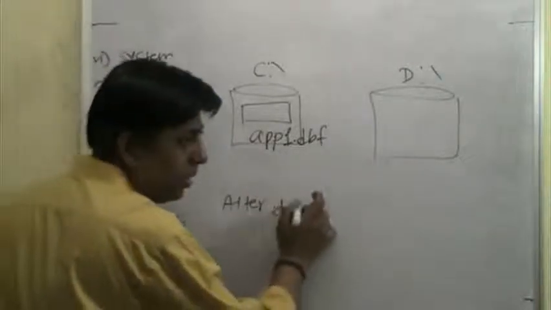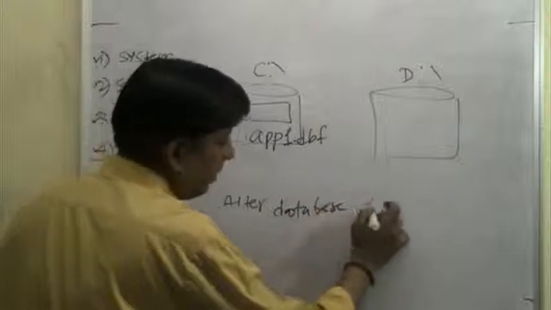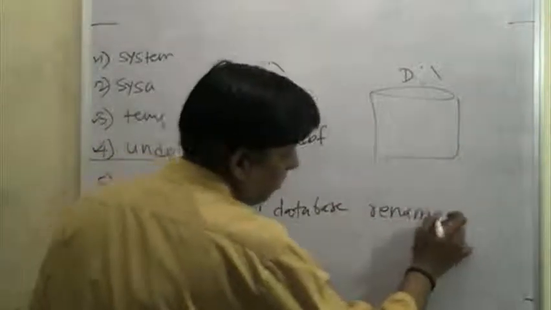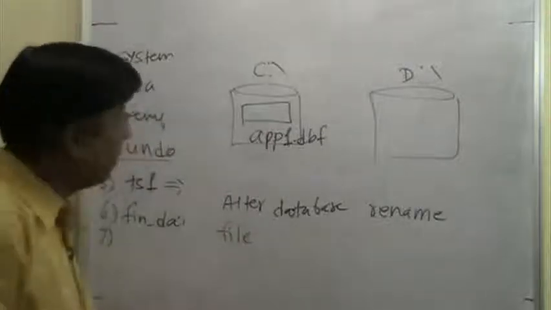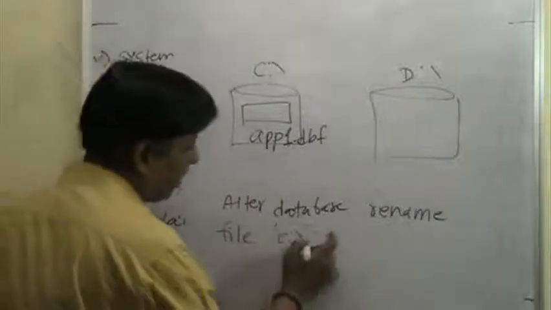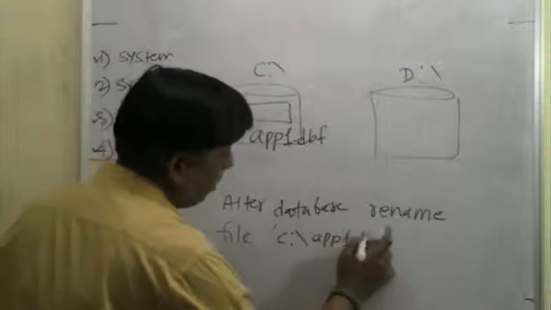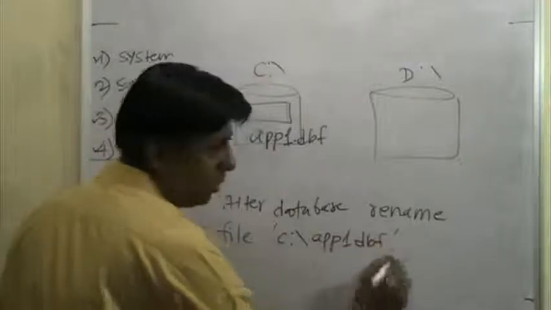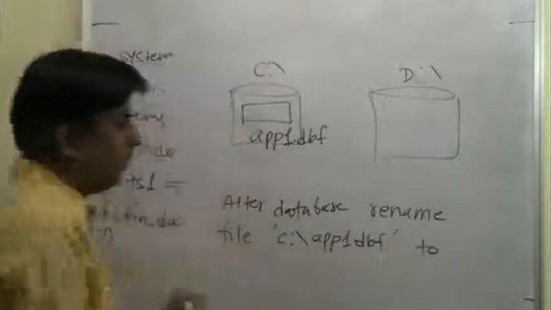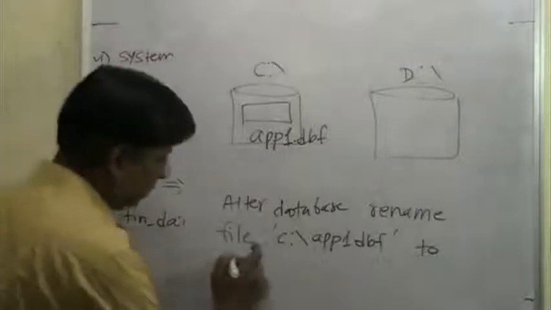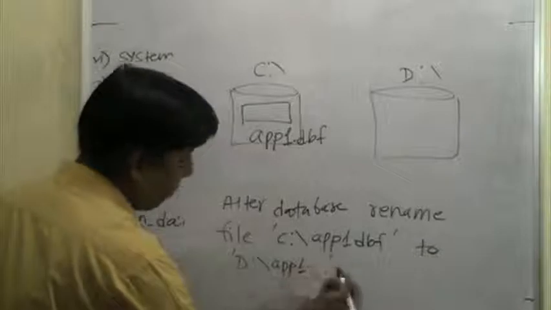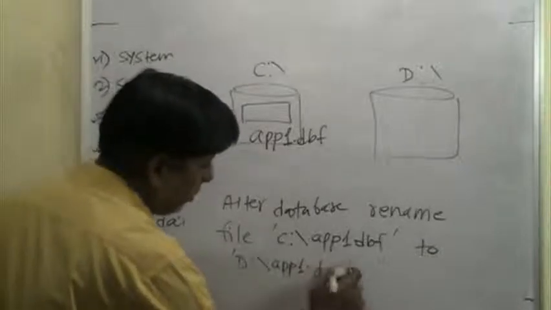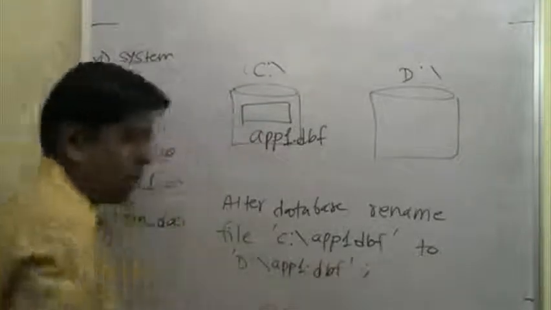Alter database rename file, and the name of the file is earlier it was what, C:\app1.dbf to the new file name, which is D:, in single quotes, D:\app1, or you can give app2 if you want to change the name also, dbf and semicolon.